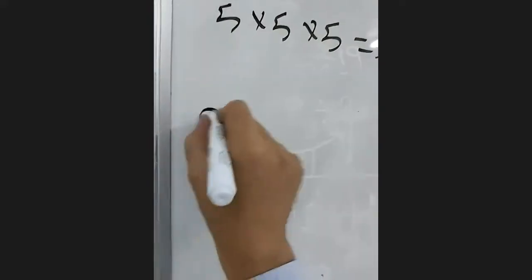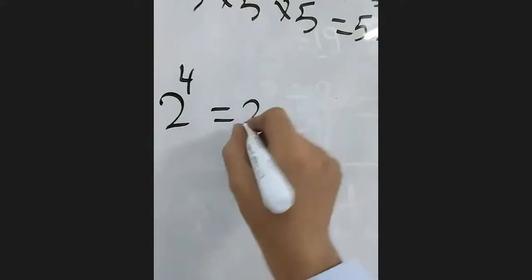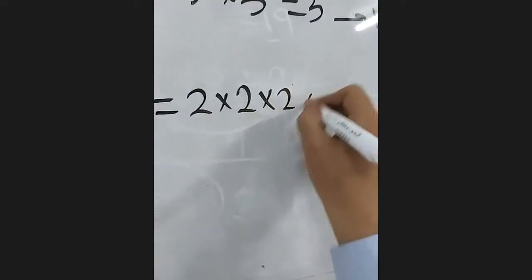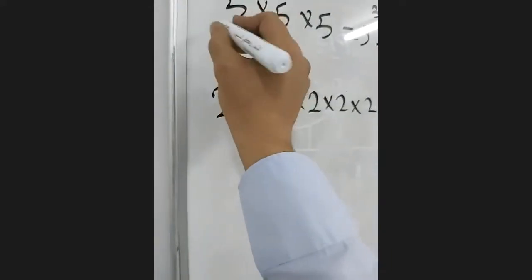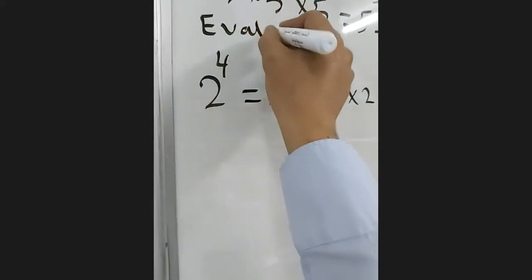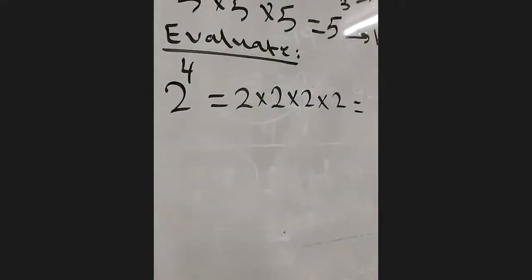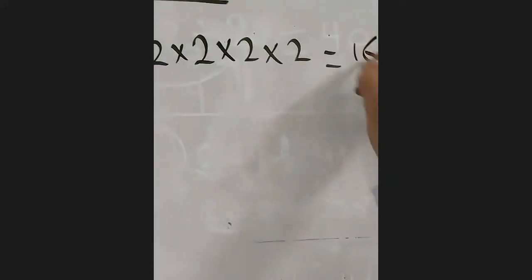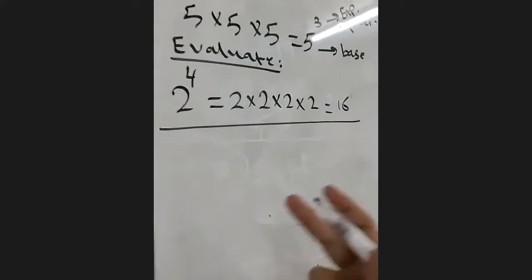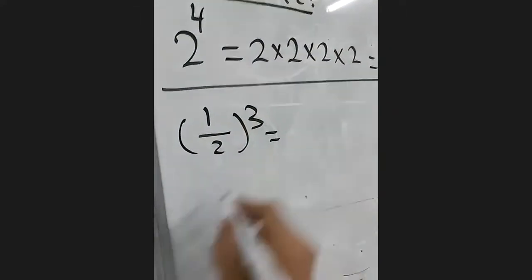Now, if we need to evaluate something like 2 to the power 4, it is not 2 multiplied by 4. It is 2 times itself 4 times, and we multiply. We do this when the question wants us to evaluate. Evaluate means to calculate and find the answer. So we multiply normally: 2 by 2 is 4, 4 by 2 is 8, 8 by 2 is 16. Also, we can use it for fractions or for decimals.